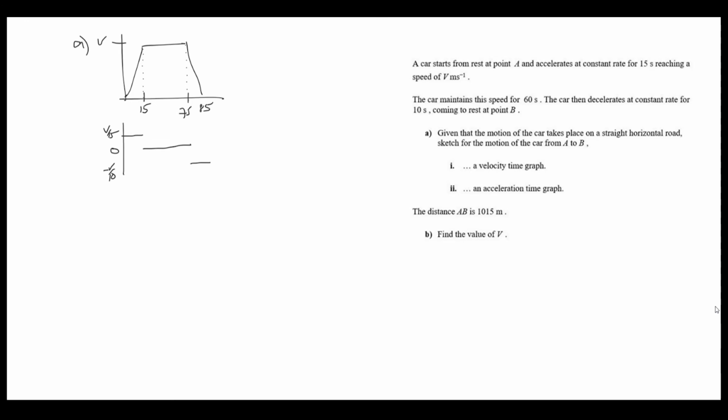Part B of the question gives us the distance that was traveled as 1,015 meters. We're asked to find the unknown value of v. So we're going to go back to the velocity time graph, and we're going to use the fact that the distance is going to equal the area under the velocity time graph.